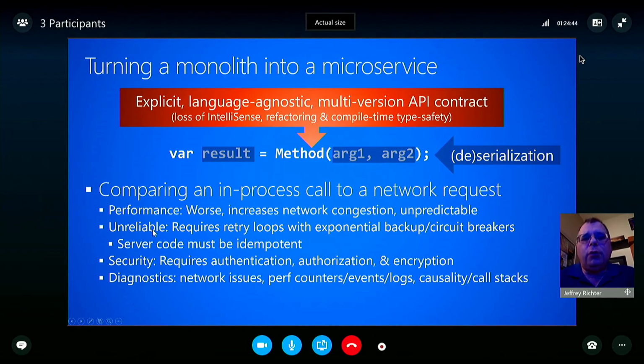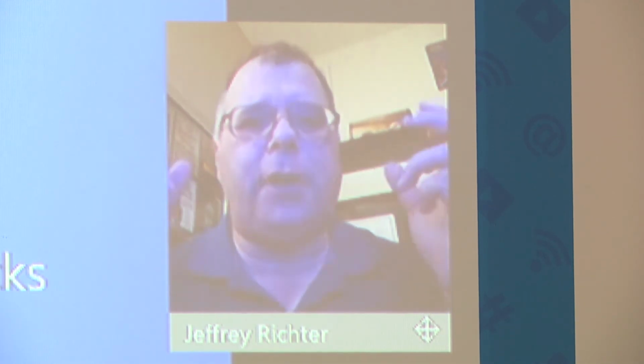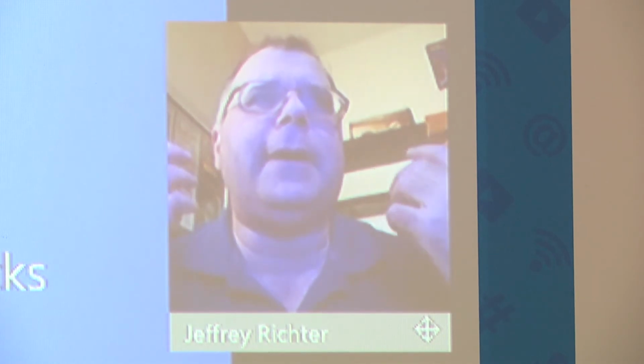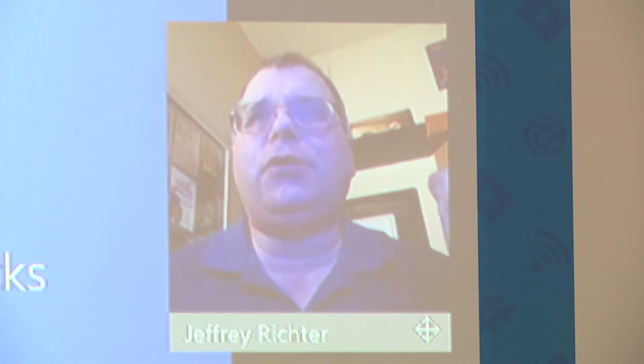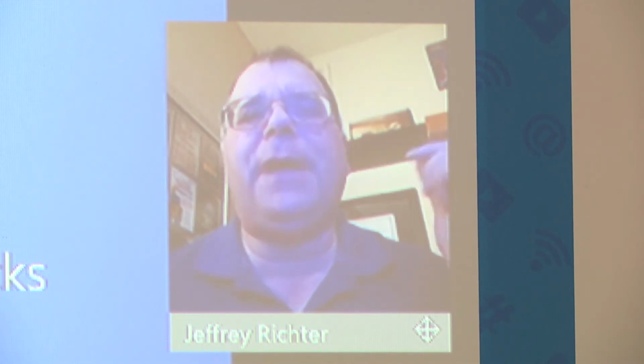The network is unreliable. This goes back to the eight fallacies of distributed computing, where one of those fallacies is that the network is unreliable. And therefore you have to do retry loops. And when you do retry loops, you probably want to use some kind of backoff, like an exponential backoff. And you probably also want to use something like a circuit breaker pattern as well. I don't have time to go into these here, but these are things that you can go look up to learn more about.